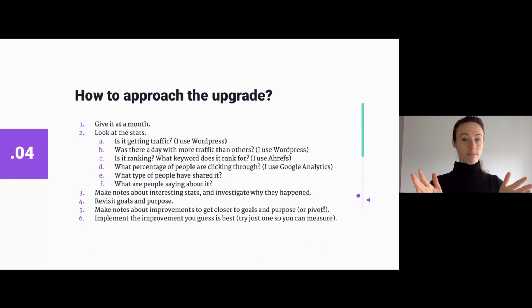Is it ranking? What keyword is it ranking for? You can use Ahrefs to do that. That one, it's a paid tool, but I'm sure there's free tools out there. You can check to see what percentage of people are clicking through. I use Google Analytics. You can also do a really basic check on WordPress stats for that.